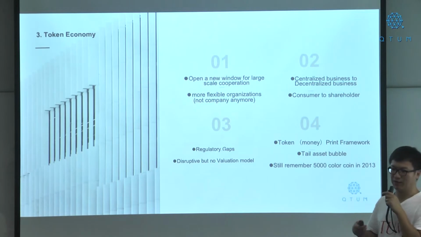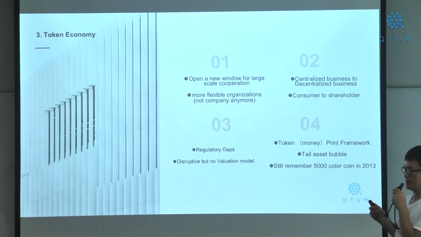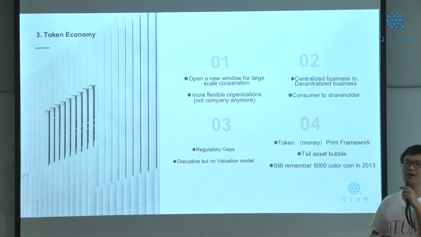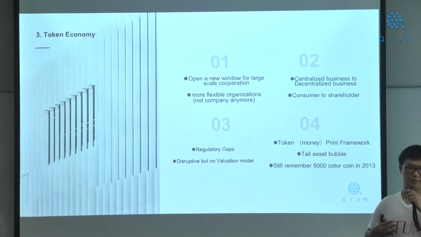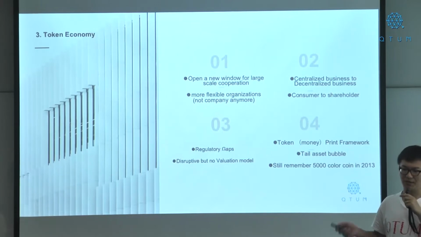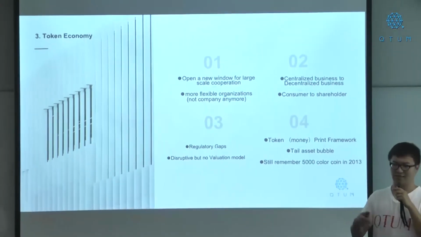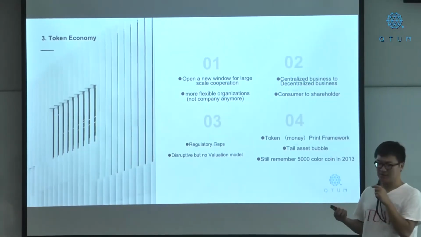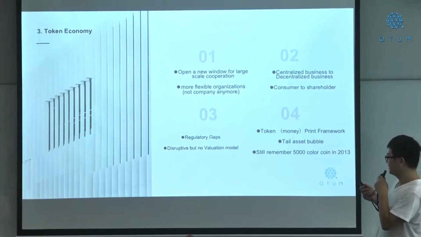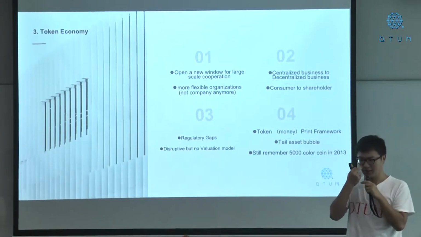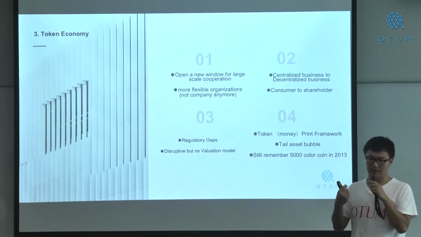But you know, part of the reason we have the token economy is the regulatory gap right now. The technology is already far ahead, and the regulators want to catch up. So there's a gap between the community and the regulation. It's very disruptive, but we do not have a valuation model right now. And basically, with all the token economy, all the tokens, it's the value.